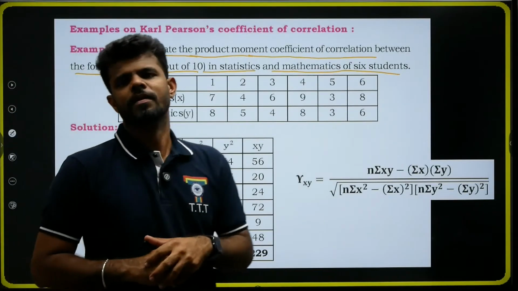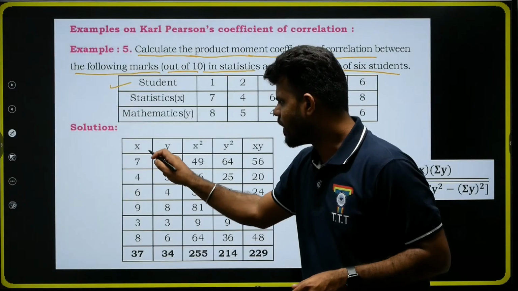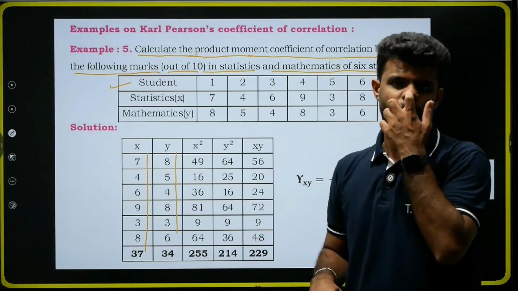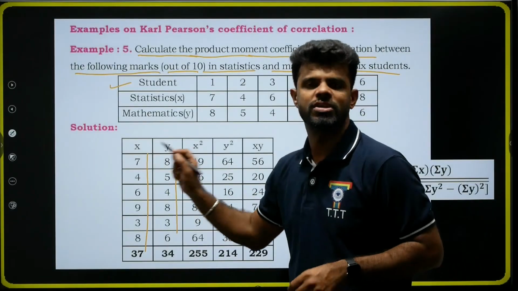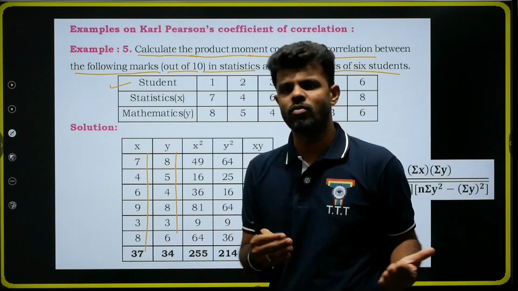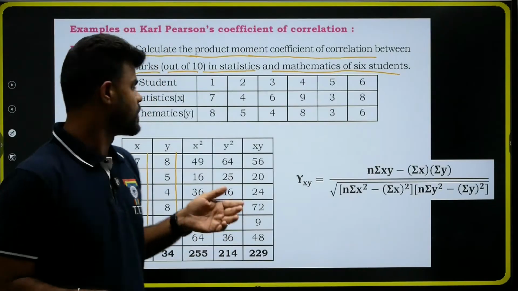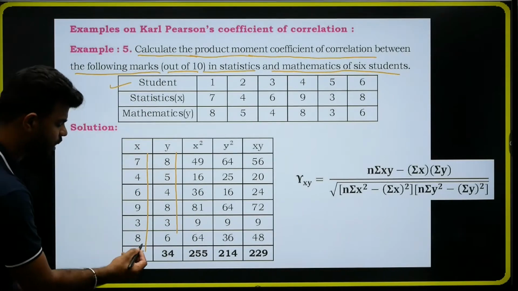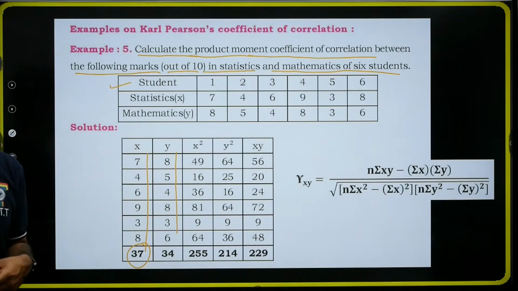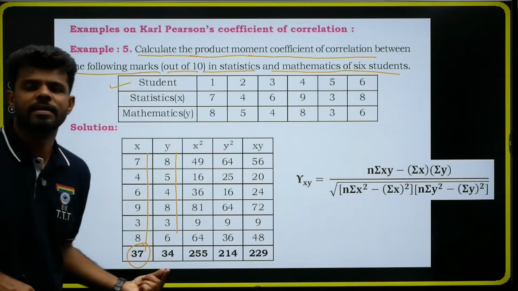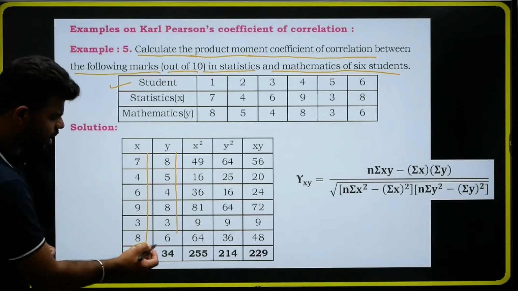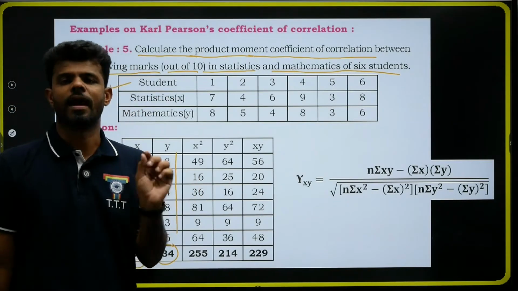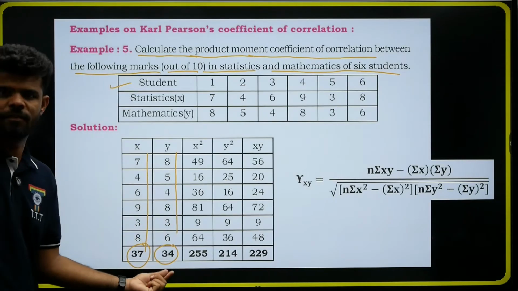So how to do that? First you have to take x variable values in the first column and y variable values in the second column. In the formula we require summation x. So summation x is nothing but the total of all the values in the x column. So that is your summation x answer. I got summation x is equal to 37. And similarly we require summation y. All the y variable data should be added, then you will get 34.